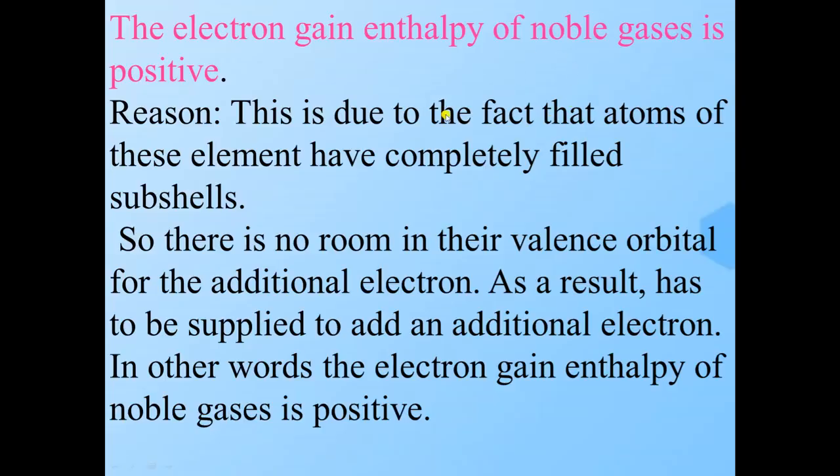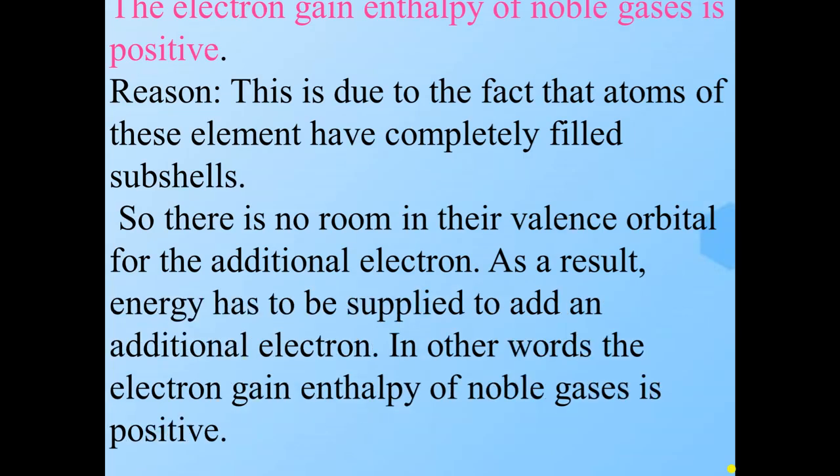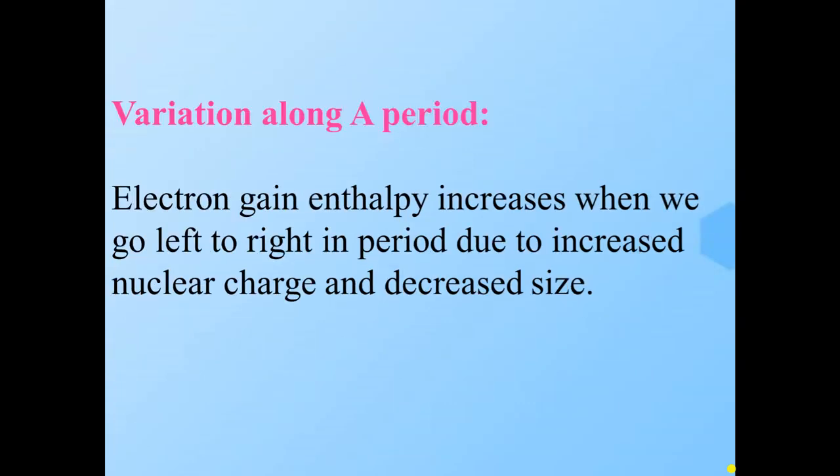The reason is that atoms of these elements have completely filled subshells, so there is no room in their valence orbital for the additional electron. As a result, energy has to be supplied to add an additional electron. In other words, the electron gain enthalpy of noble gases is positive. Now, variation along a period. Electron gain enthalpy increases when we go left to right in a period due to increased nuclear charge and decreased size.